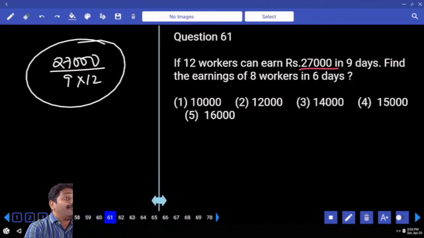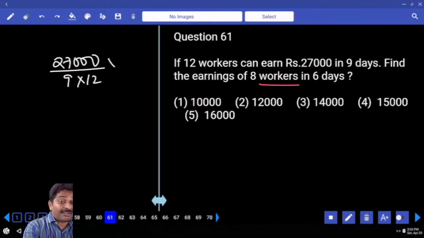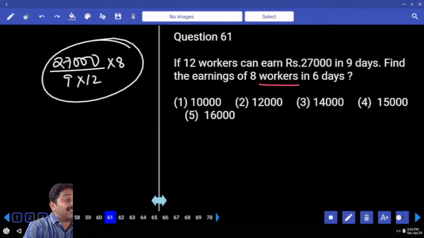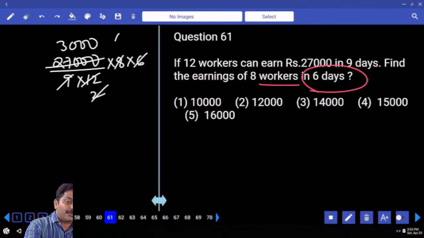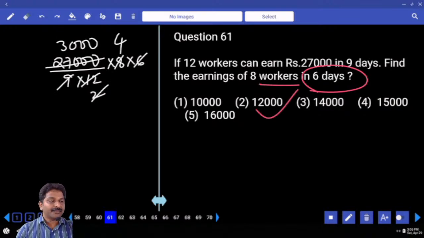1 day payment for 1 person. That is 1 day payment for 1 person, correct? Now how many persons are there? Then into 8 only. What is this? 1 day payment for 8 persons. But for how many days do we want? That means into 6 only. 6 twos are 12, 9 times 3,000, times 2. Answer. We don't need any formula.